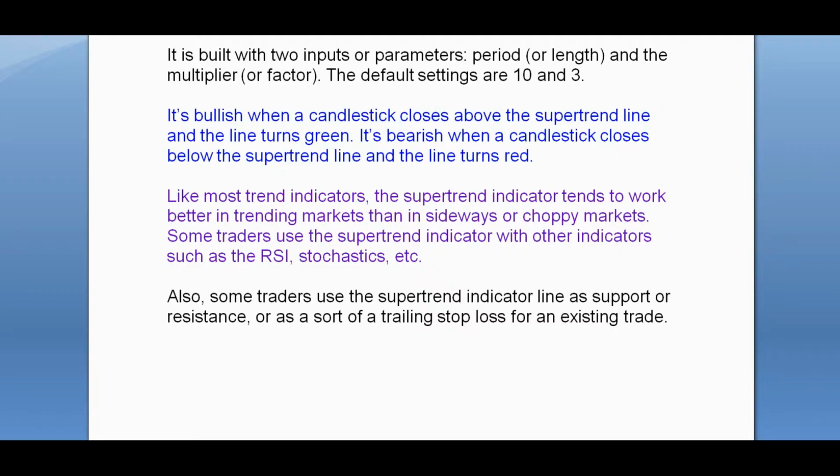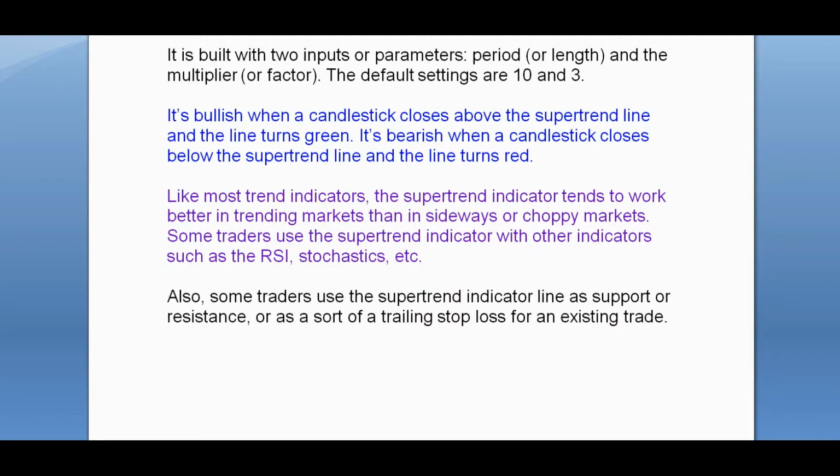Now, like most trend indicators, the Supertrend indicator tends to work better in trending markets than in sideways or choppy markets. And some traders use the Supertrend indicator along with other indicators, such as the RSI, the stochastics, etc. And I've made videos on all those, so feel free to check those out. Also, some traders use the Supertrend indicator line as a support or resistance, or as a sort of a trailing stop loss for an existing trade. And so there are a number of ways to use it.